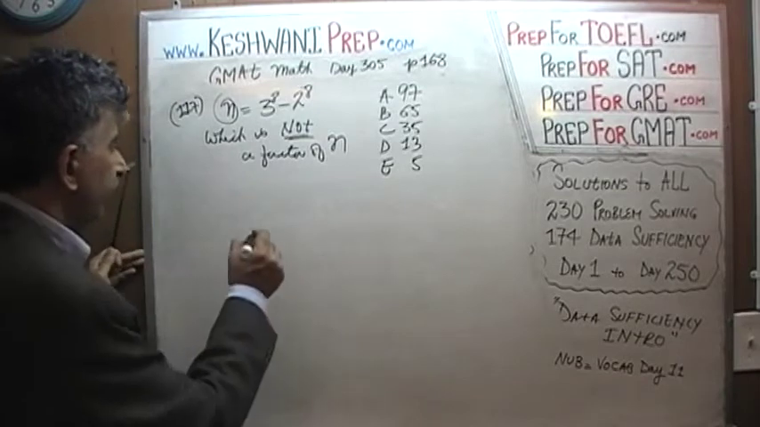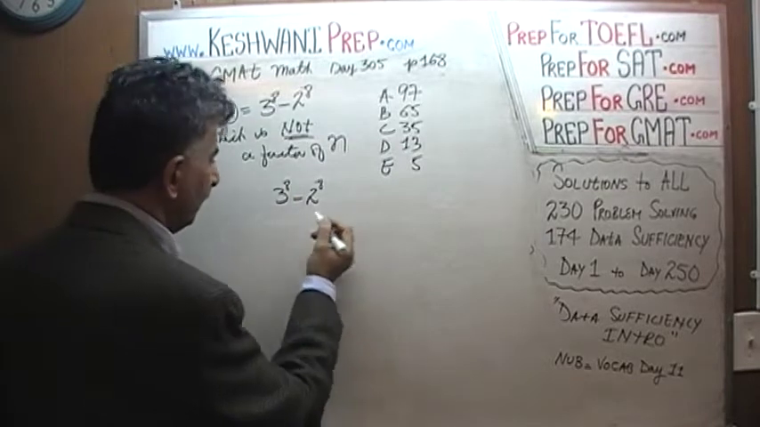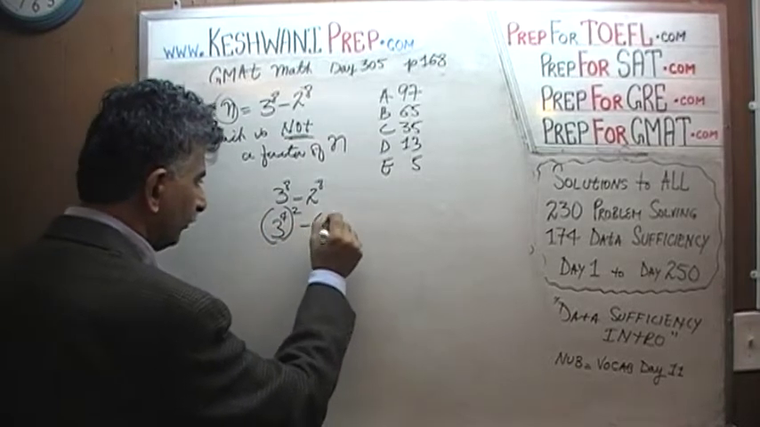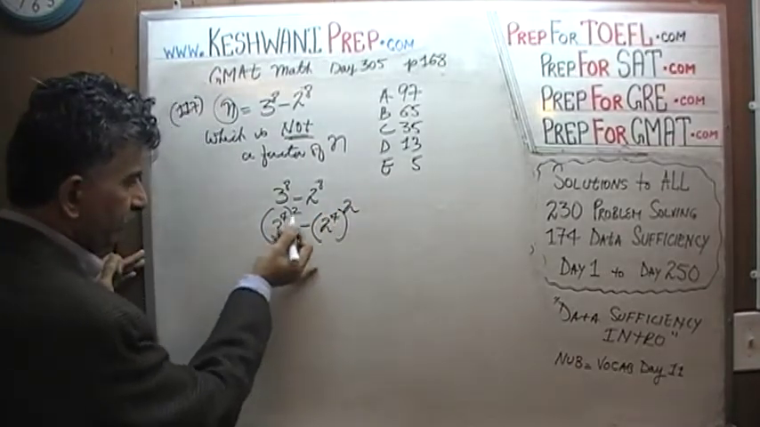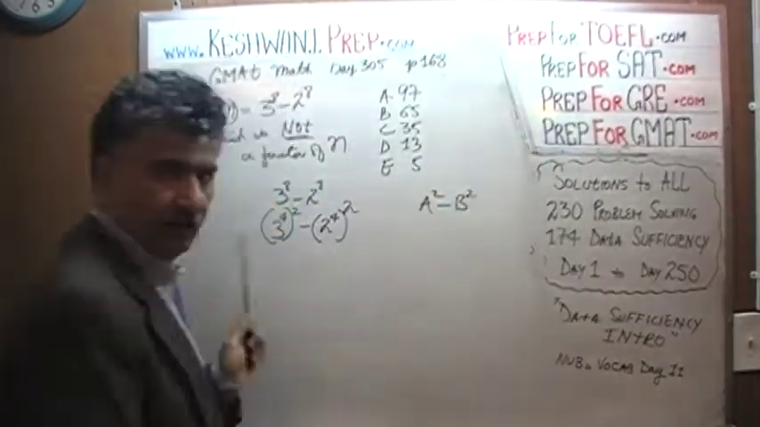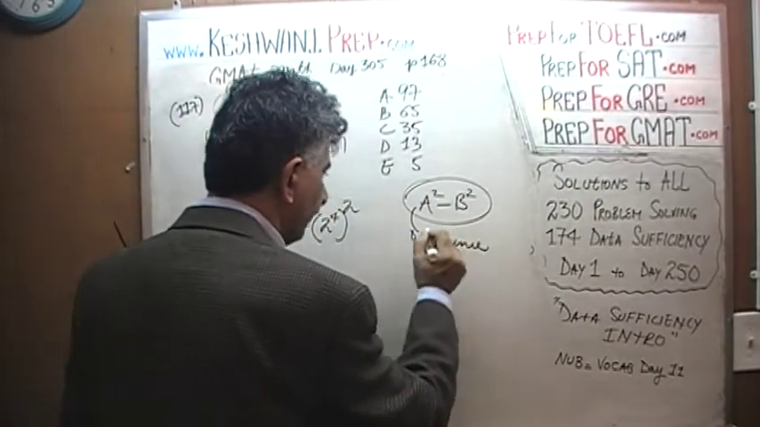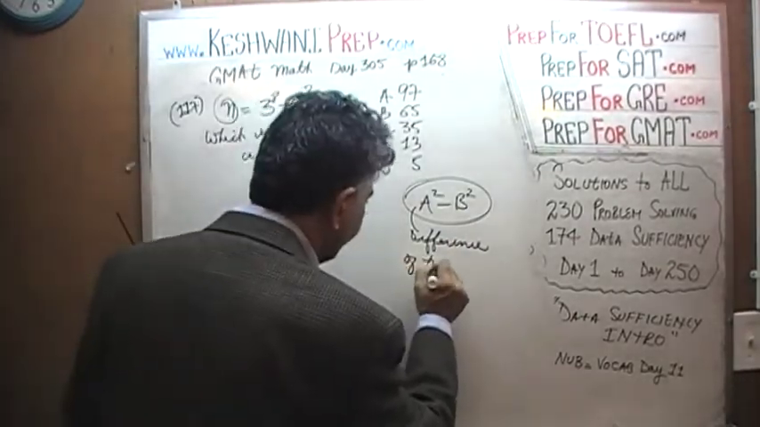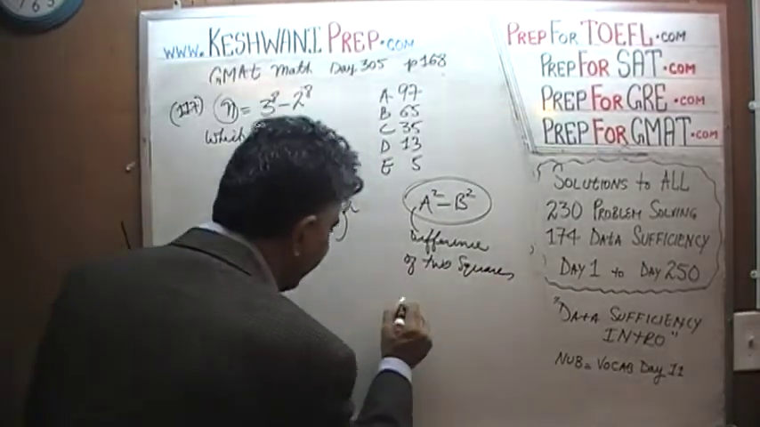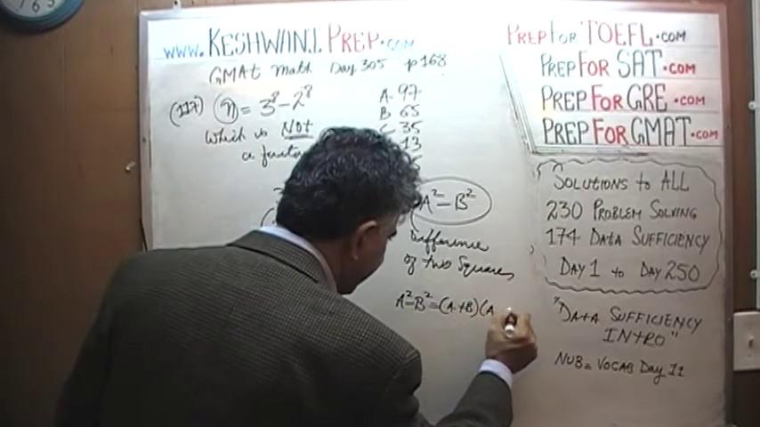Here, what we can understand is that this 3 raised to 8 minus 2 raised to 8 can be written as 3 raised to 4 squared minus 2 raised to 4 squared. So here we have some quantity squared minus some other quantity squared. What we're dealing with is a squared minus b squared. This formula is called the difference of two squares, and of course we know that a squared minus b squared equals a plus b times a minus b.